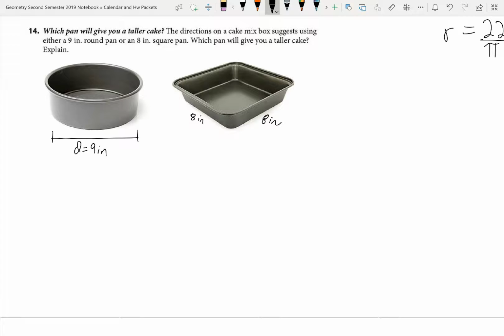So really, since you have a set amount of volume, the volume is fixed as how much cake mix you have. Whichever of these pans has a smaller base area will have a taller height. So if I find the area of this base, that would be pi 4.5 squared. And the area of this base is just 8 times 8, which is 64. And let's see what this one is. Well, when I multiply it out, I'll get about 63.6.